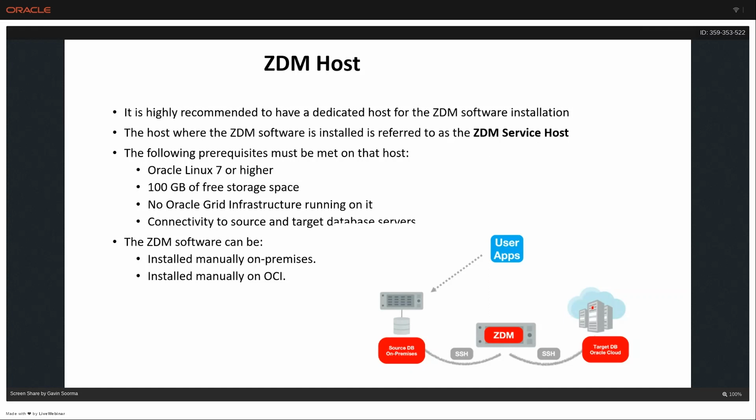So we'll configure SSH from the ZDM host, and this ZDM host needs to be able to SSH to both my source as well as my target database servers. So where can this ZDM software be installed? It could be either on-premise, or you can also create a compute instance in the cloud.